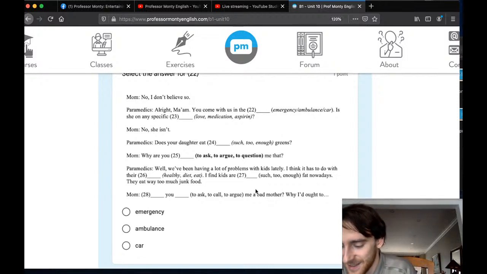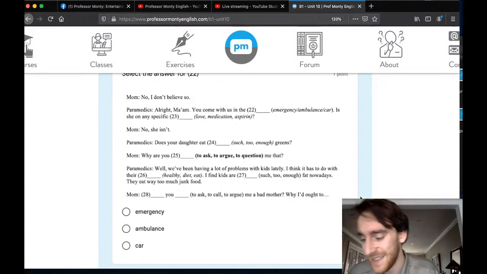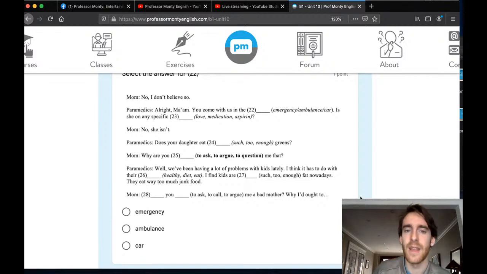So Takeshi says, no clue for this. Maria says because it's an obligation. Okay, so why I'd ought to. Ought to is like should. In this case though, you hear "why I'd ought to." It means you're really angry and you'd ought to do something bad to you, punch you or hit you because you're angry. Okay, very good job, guys.